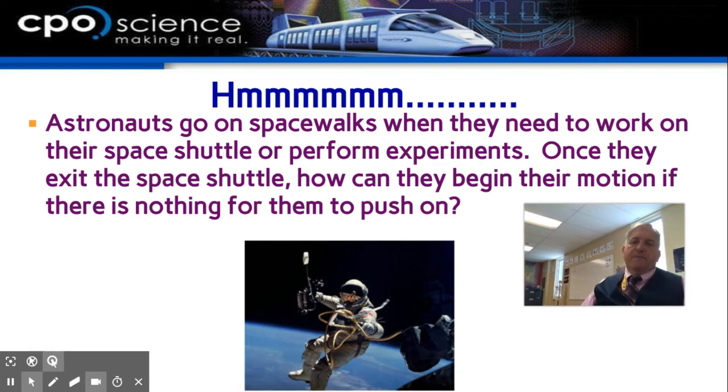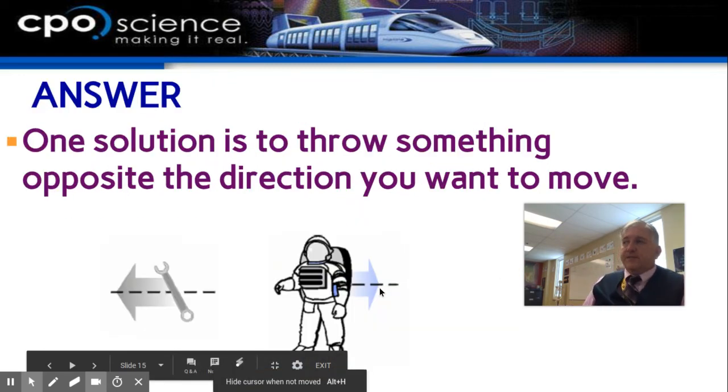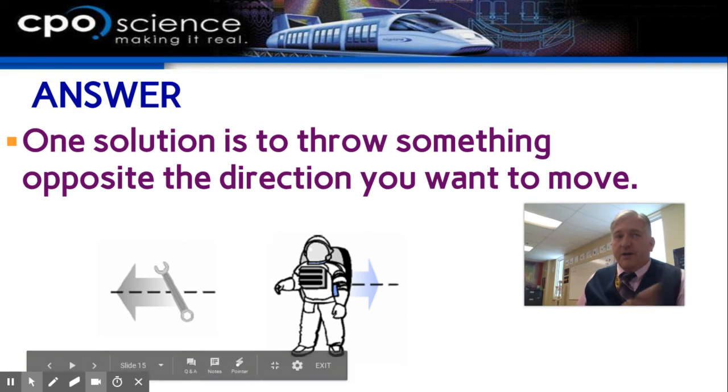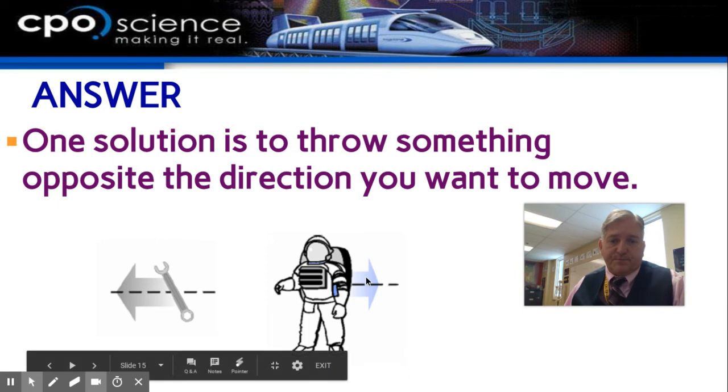Well, one thing they can do is push the rocket. If they want to go to the right, they shoot a rocket or a burst of propulsion to the left, and it puts them to the right, and vice versa, up and down. So they go in the opposite direction.